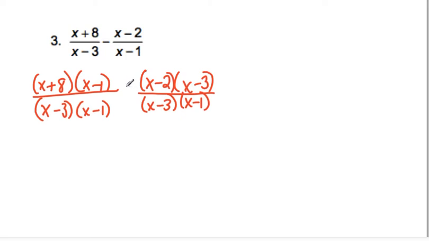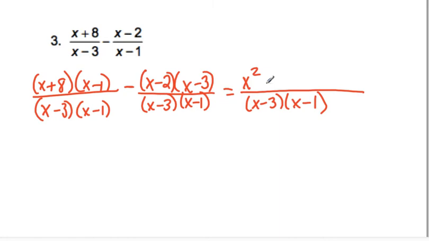And now this one's a little bit different because it's subtraction. So when I'm putting these together, I have my bottoms are the same now. So x minus 3, x minus 1. And then I would have x squared minus x plus 8x minus 8. I got that by taking the x through and then the 8 through.